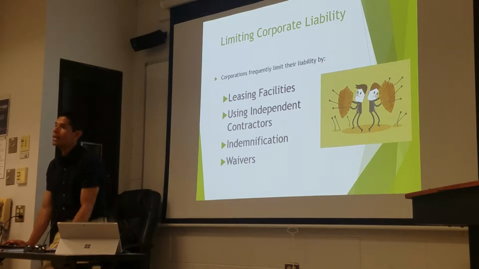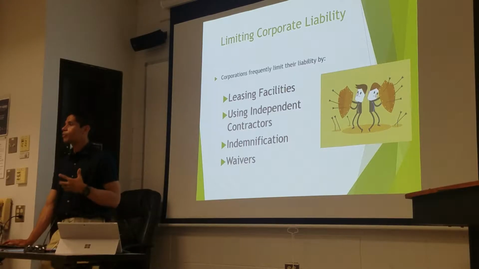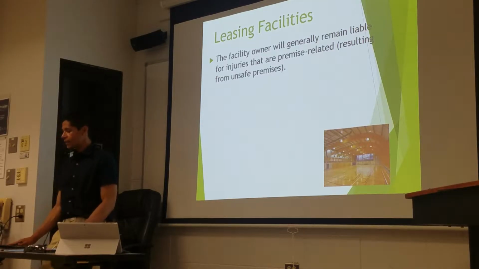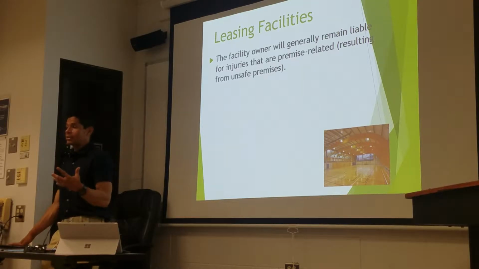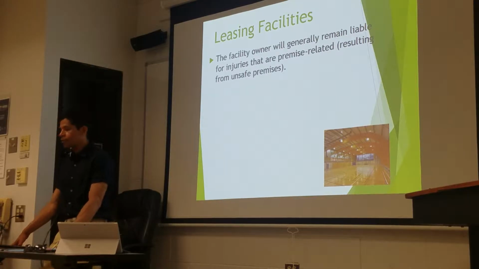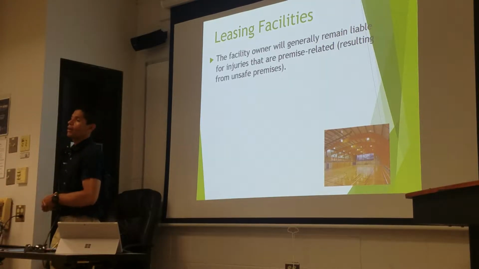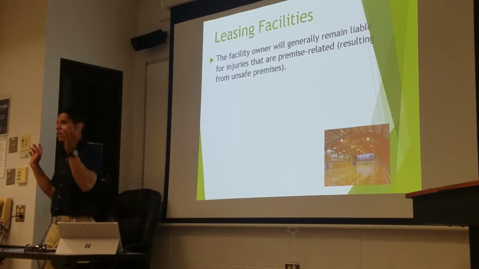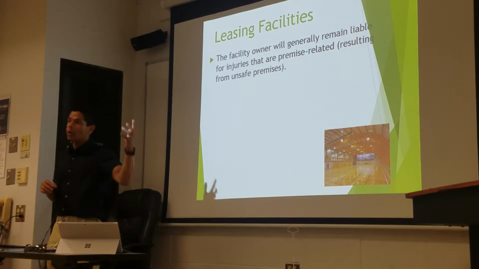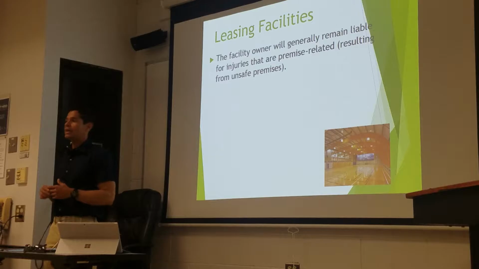Alright. So it's somebody else, the landlord, who is responsible for anything that is related to the premises, right? The facility owner will generally remain liable for injuries that are premise-related. And again, these are injuries that result from unsafe premises. Like you were pointing out, they're still responsible for making sure that, let's say, the electrical wires are not hanging all over the place, or that the hole in the wall or the hole in the floor is repaired, that type of thing, right?